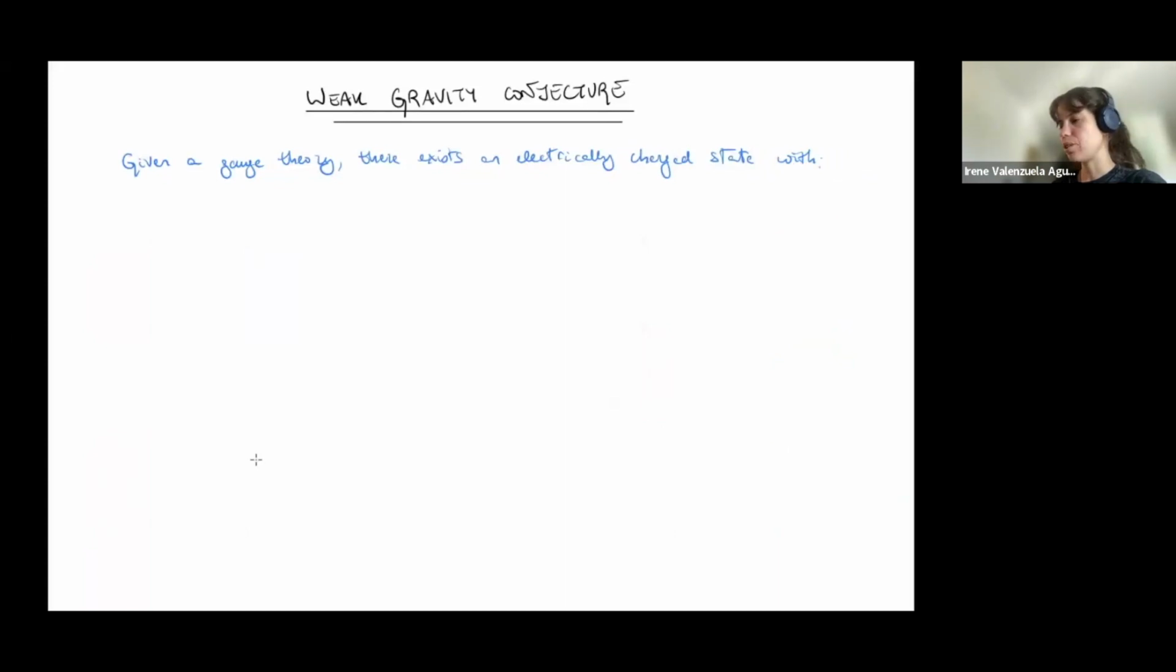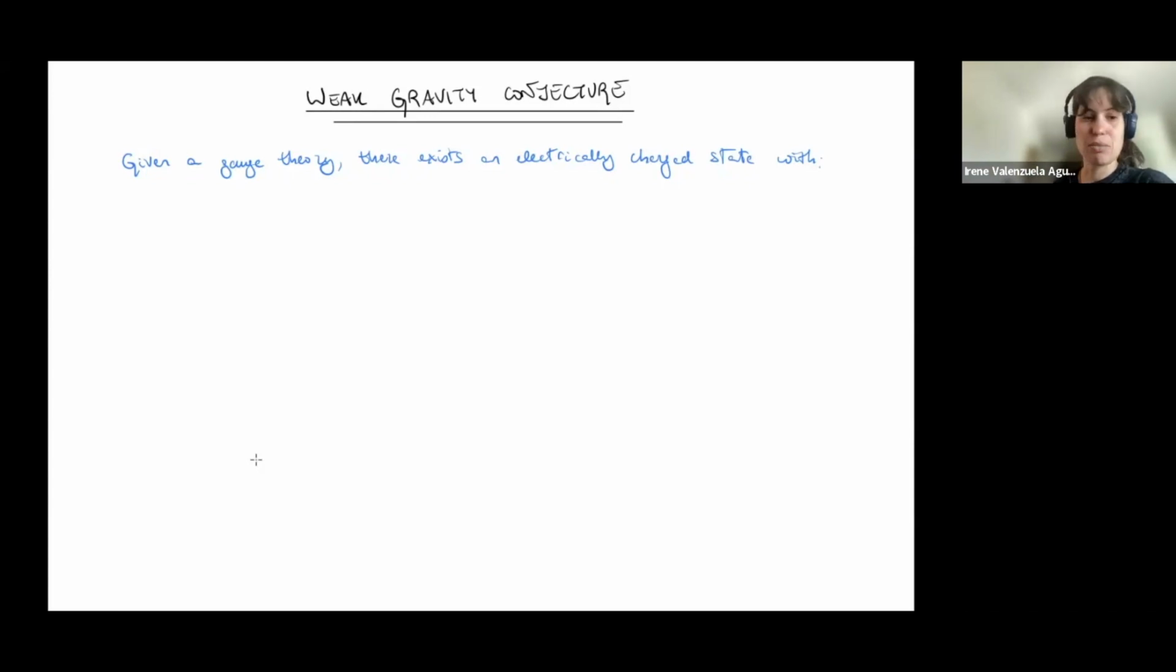Okay, so just to finish, let's then focus on the third conjecture, which is also very important, which makes reference to what happens when the gauge couplings become very small. So instead of talking about the scalar field variation, now we're going to describe everything in terms of the gauge couplings.